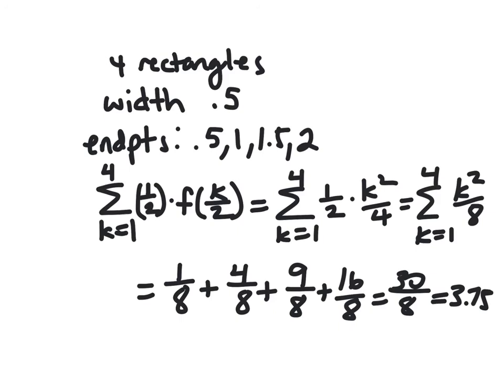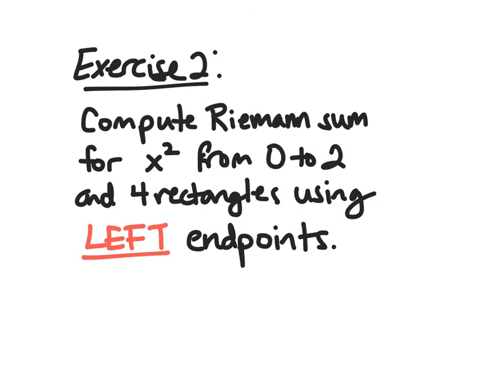Okay, and this is much less of an overestimate because I've taken away a whole bunch of error by giving more rectangles. Okay, and for your second exercise to close up here, I want you to do basically what I just did. Compute the Riemann sum for x squared, again from 0 to 2, using 4 rectangles, but instead of right endpoints, I want you to use left endpoints. So your width should still be 0.5, but now your heights should be different. And see if you can, while doing this problem, use sigma notation. Okay? Thank you for watching.